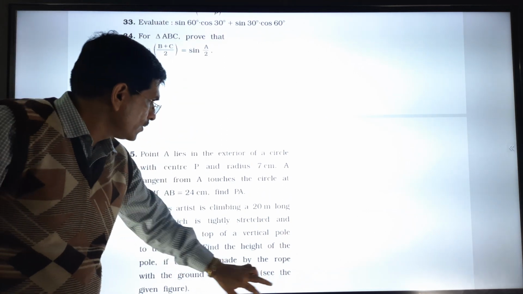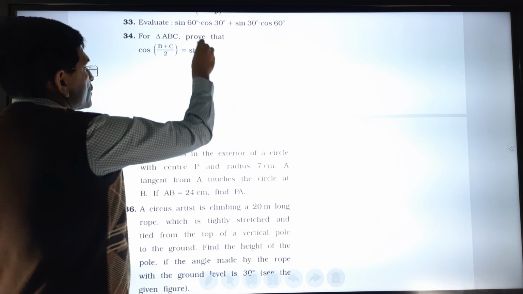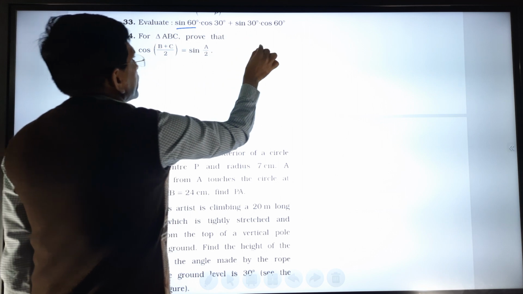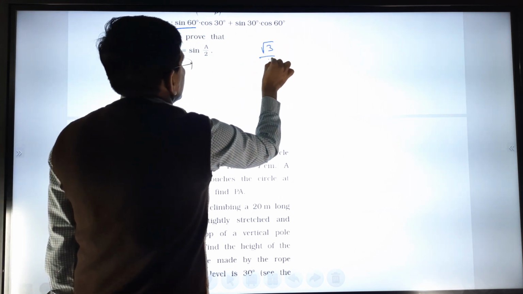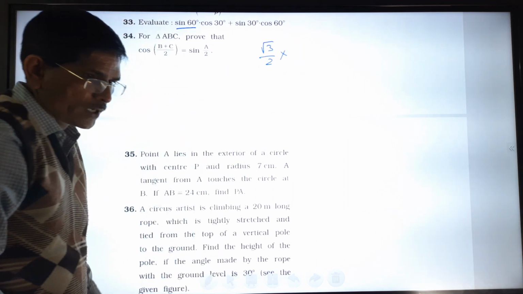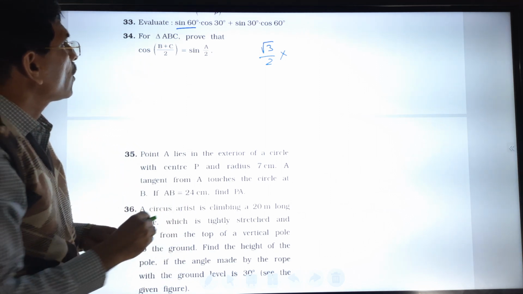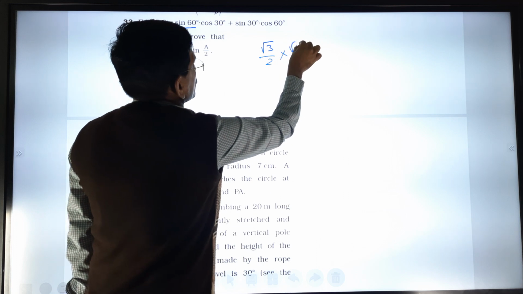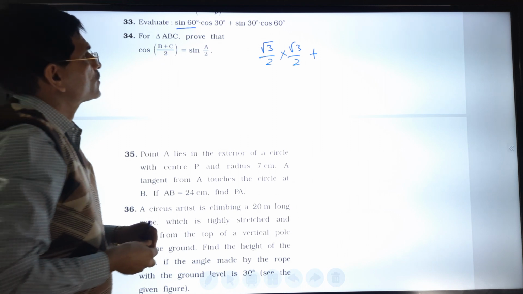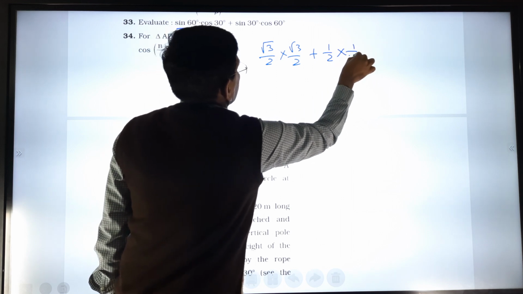Question number 34. Find the values. First of all, we know the value of sin 30, that is 1 by 2. Afterward, cos 30, and whatever you have to remember, always remember: cos 30 and sin 60 are the same, so root 3 by 2. Now sin 30 again is 1 by 2, and cos 60 is 1 by 2.